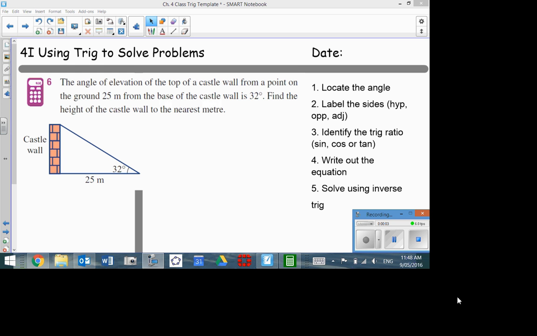Hi, Year 9. Our last topic for Chapter 4 is how do we use all the trig that we have been learning over this last chapter and apply it to solving real-world problems, okay?